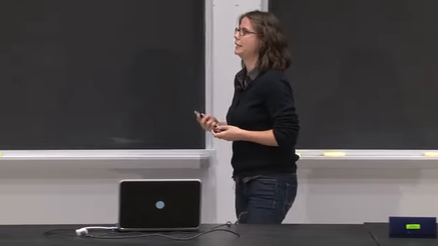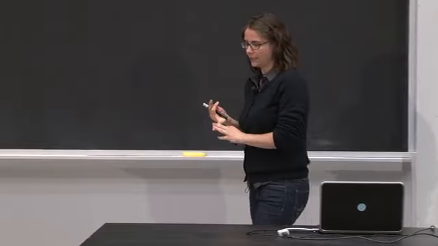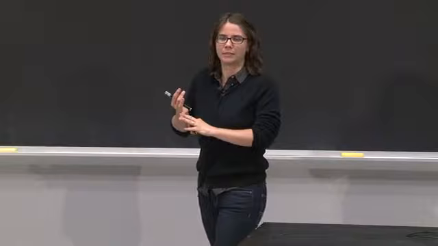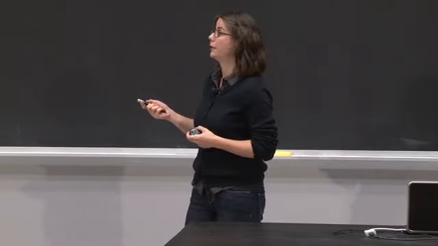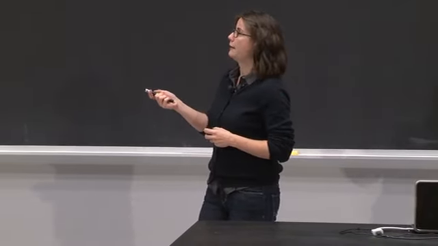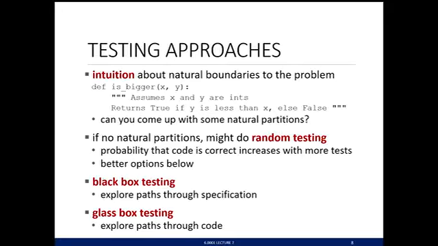OK, so what are some testing approaches? The first, and this is probably most common with programs that involve numbers, is figuring out some natural boundaries for the program. So for example, if I have a function is_bigger, and it compares if x is bigger than y, then some natural boundary, given this specification, is if x is less than y, x is greater than y, x is equal to y, maybe throw in less than or equal to, or greater or equal to, and so on. So that's just sort of an intuition about the problem.